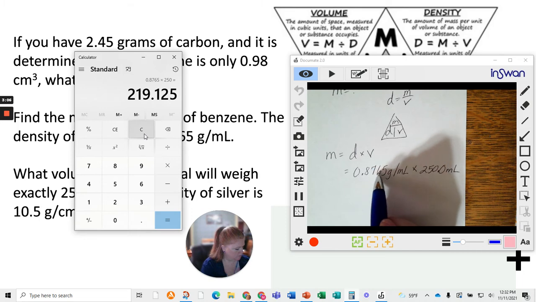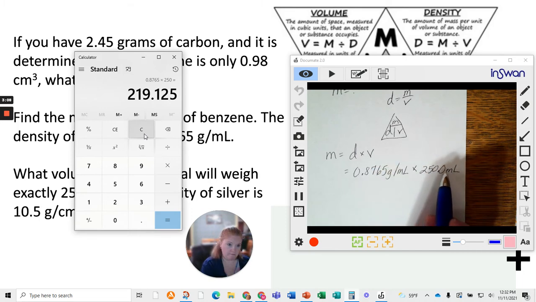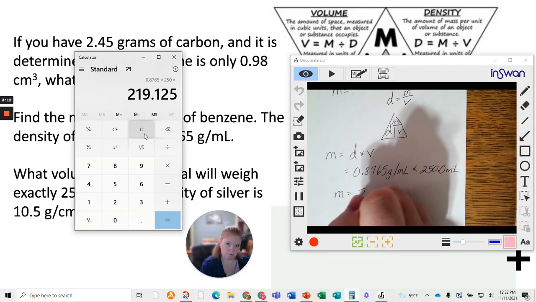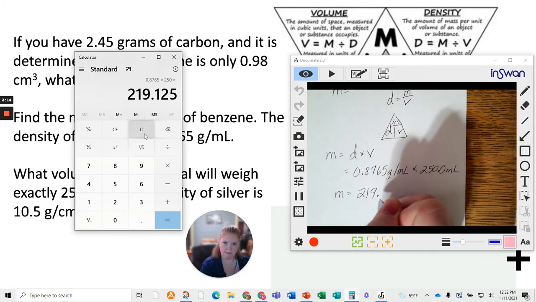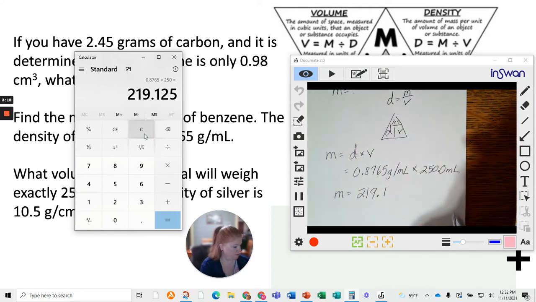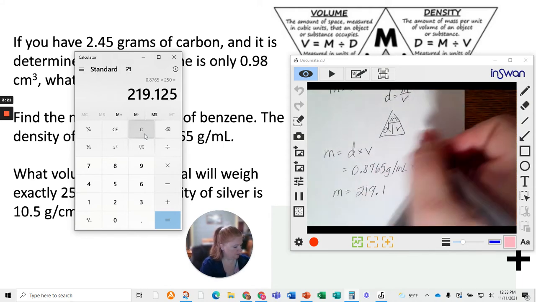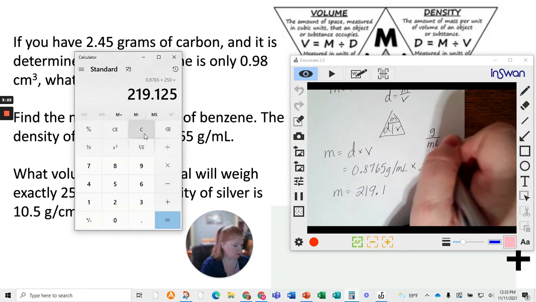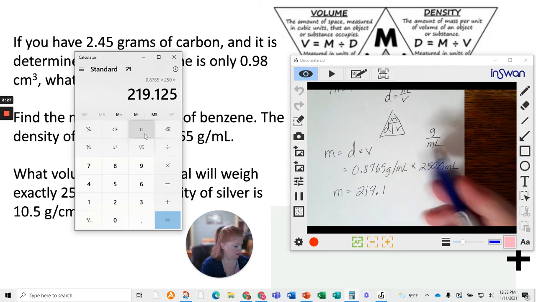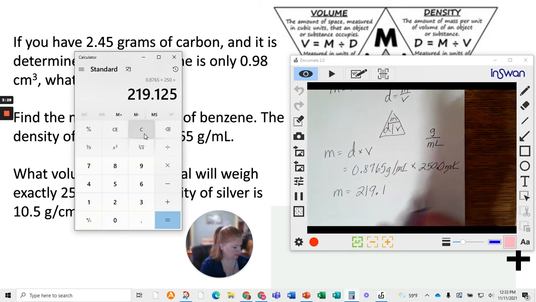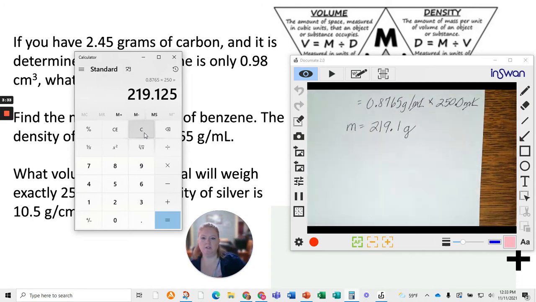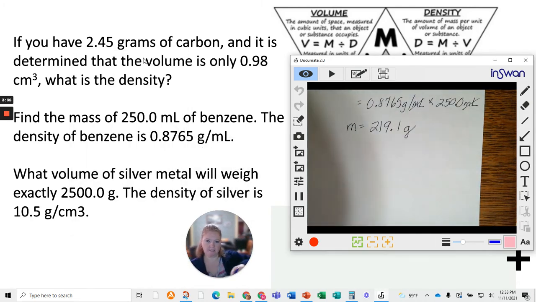I have 1, 2, 3, 4, 1, 2, 3, 4. So my answer needs 4. So my mass equals 219.1. There's a 2, so I don't want to round it up. Now I need units. Well, this is grams per milliliter, which means the milliliter was on the bottom, so I can cross out milliliters, and I'm left with grams. There's my answer for that one. All right, let's shrink the calculator so we can see the last problem.